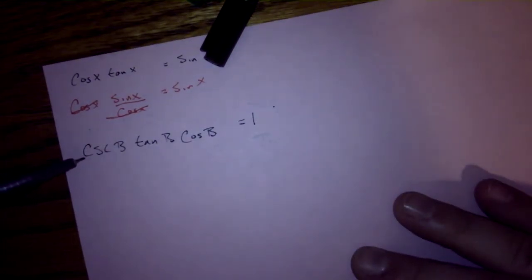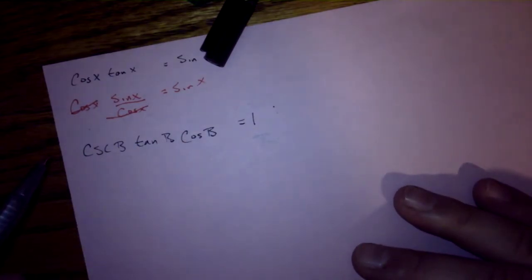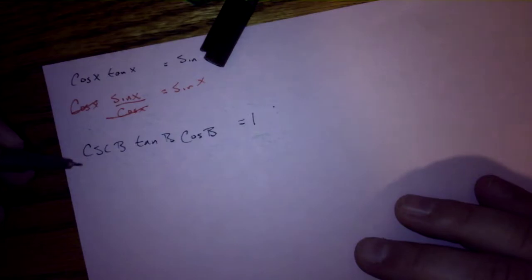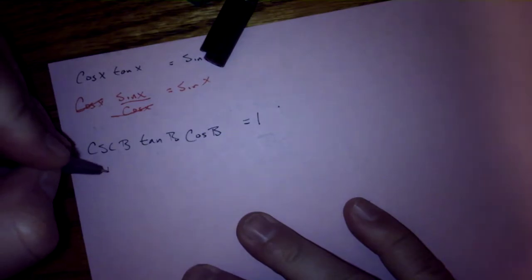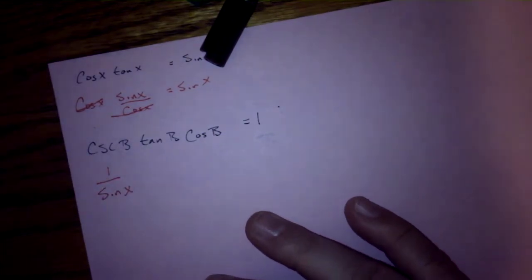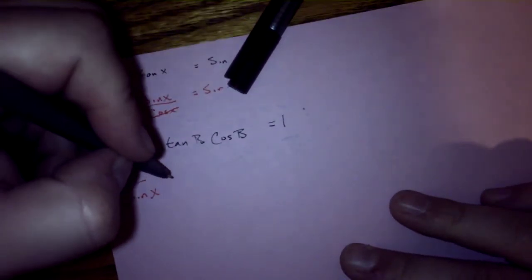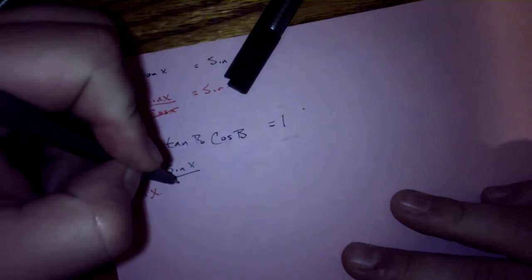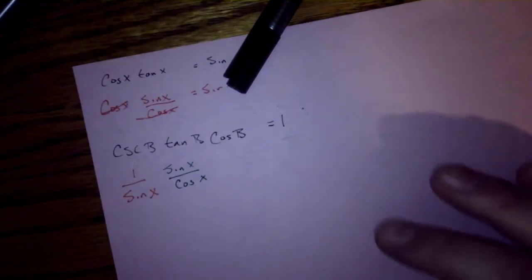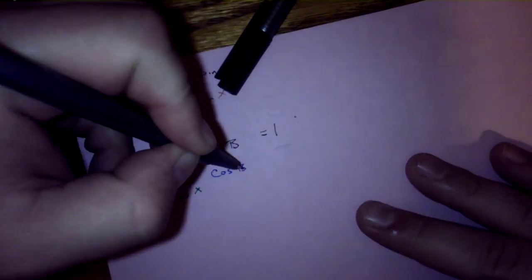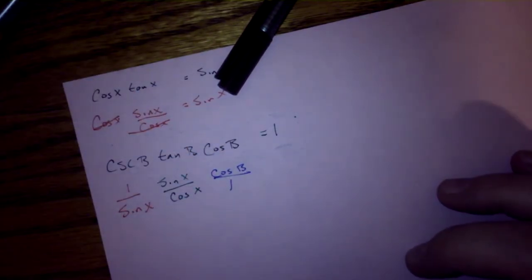Okay, so cosecant is the inverse of sine, because remember, cosecant should go with cosine, but it doesn't. It's stupid, and it's instead sine. So I'm going to rewrite cosecant as 1 over sine of x. Tangent, as we just did, is sine over cosine. Sine of x over cosine of x. And then cosine is still just cosine. Oh, I keep swapping x's and b's, whatever. You guys know what I'm doing. We'll put it over 1, just so we have a bunch of fractions.